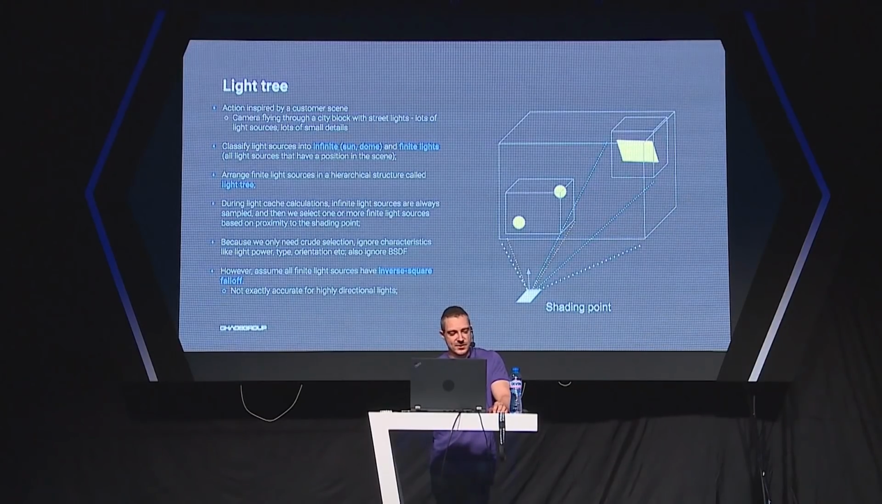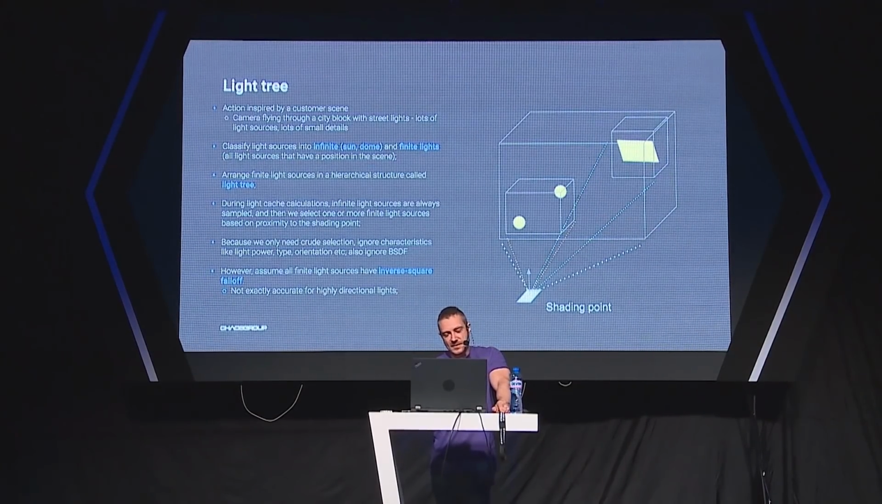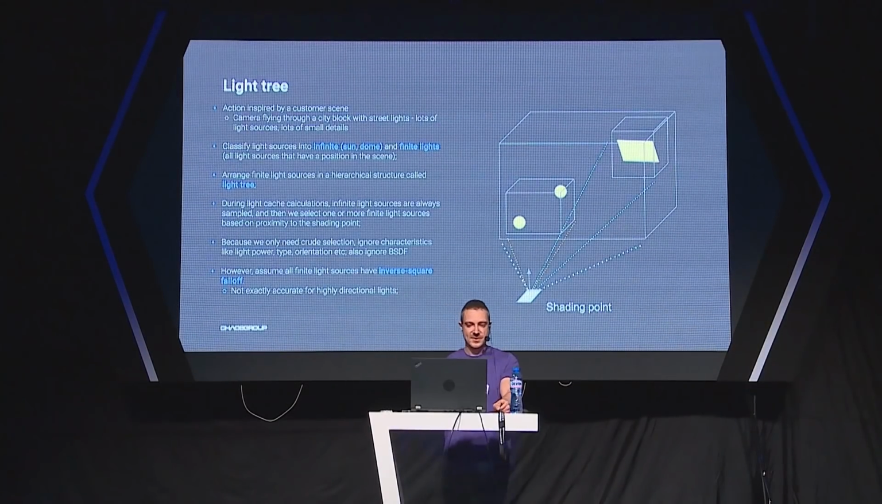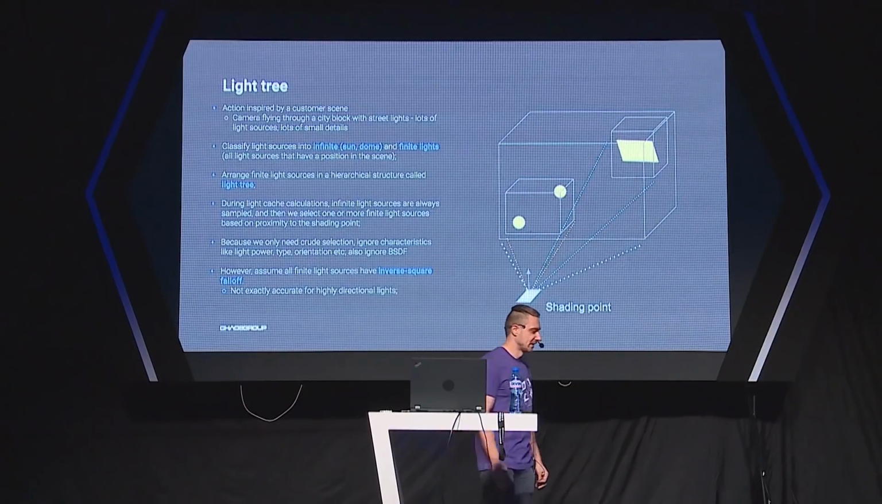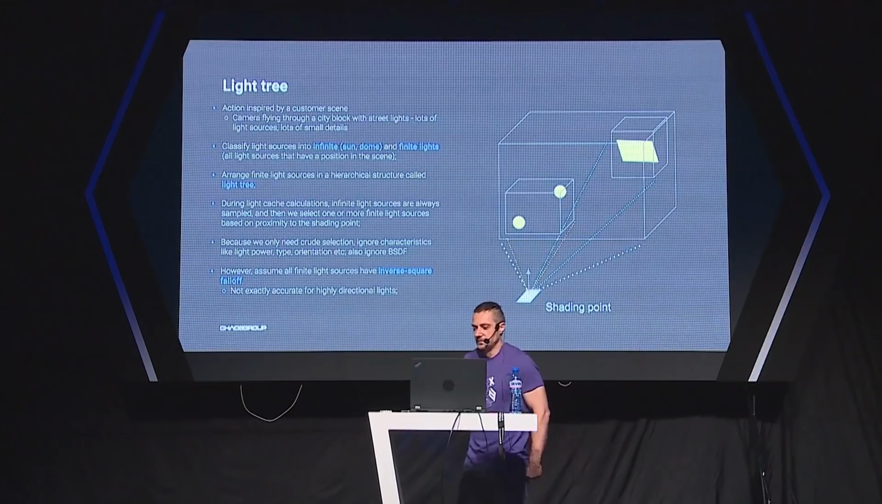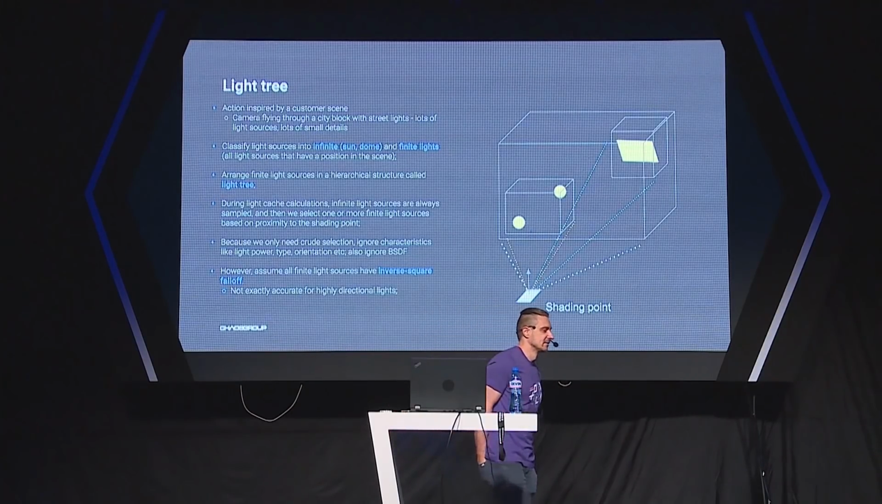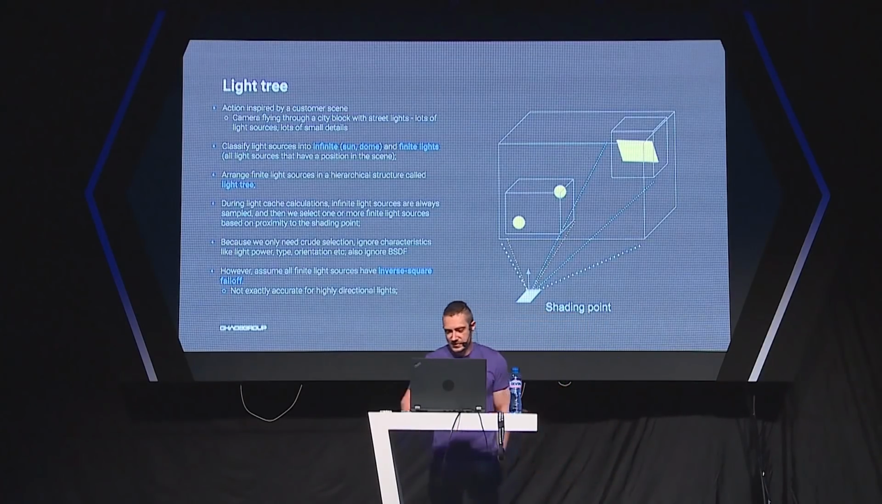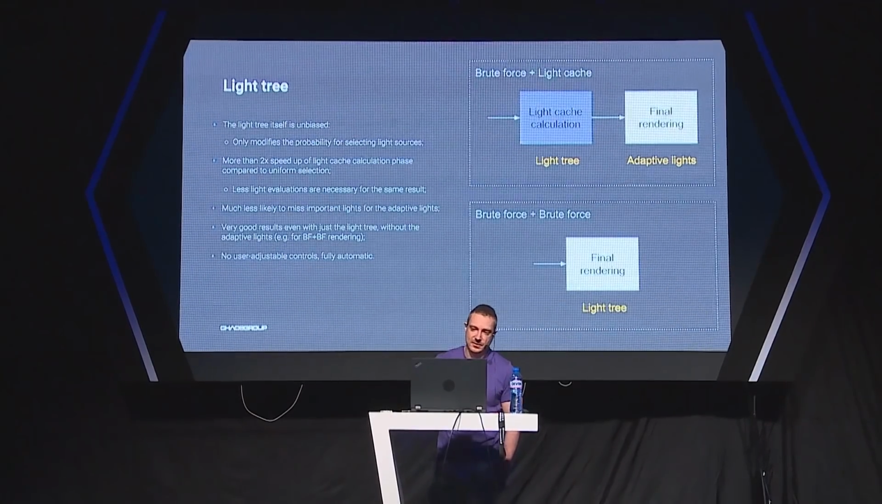It also, a very important thing about this light tree is that the one thing that it does assume about light sources is that they have inverse square falloff. So for lights that have directionality or some kind of non-physical falloff, it still works. It just doesn't produce maybe as optimal results, but it's fine because the final render, like I said, would still be going through the adaptive lights, so it works out all right in the end.